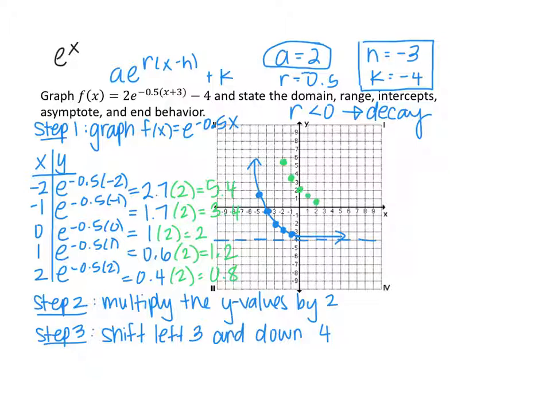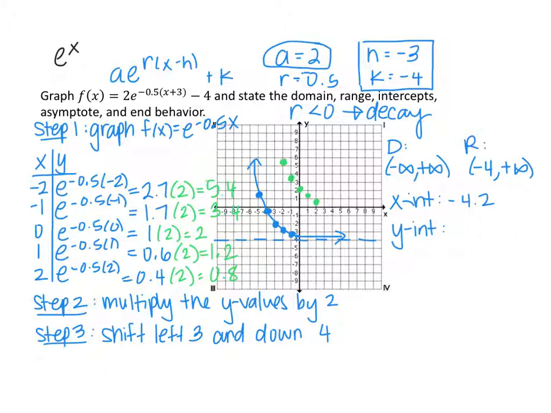And then the final thing I'm going to do is state the domain, range, intercepts, asymptote, and behavior. So the domain is from negative infinity to positive infinity. The range is, the whole graph is above negative 4, so from negative 4 to positive infinity. X-intercept, for now we're just estimating. It looks like it's a little less than negative 4. I'm going to put negative 4.2.